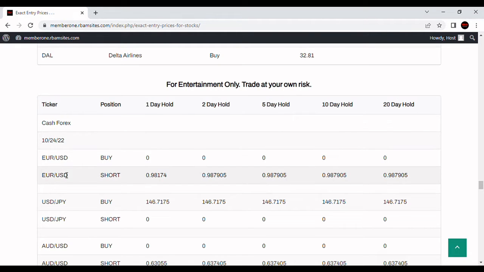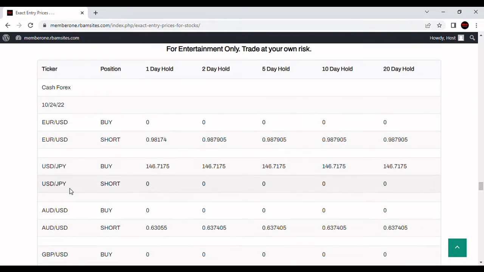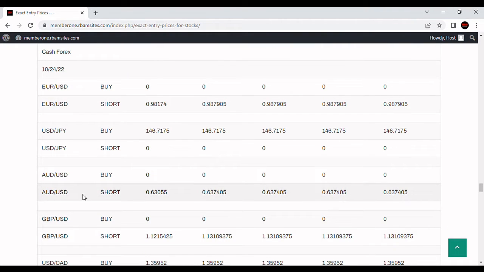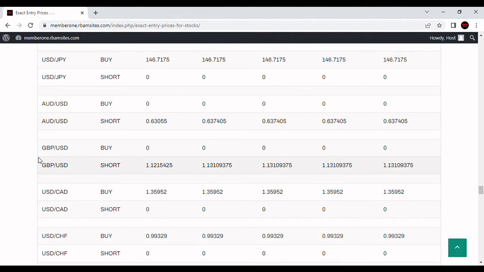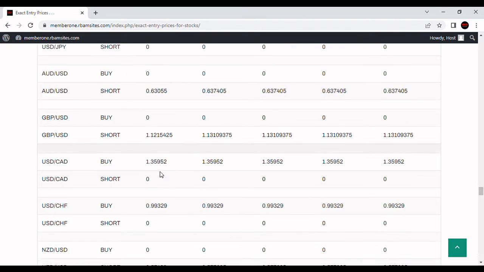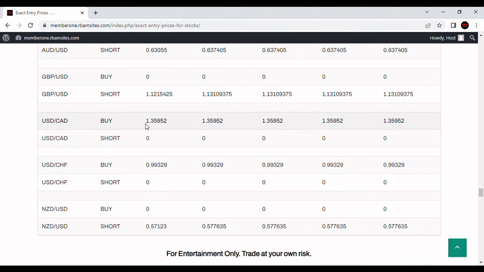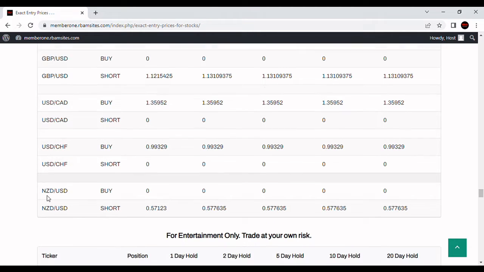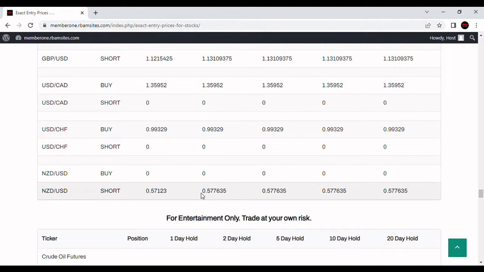You can see for Monday the 24th, we've got some short positions across the board here for the EUR USD. That's a euro versus a dollar. For the dollar versus the Japanese yen, we've got some buy positions across here for you. And for the Aussie dollar versus the United States dollar, we've got shorts. The Great Britain pound, GBP USD, we've got shorts. For the dollar versus the Canadian dollar, we've got some more buys, and the dollar versus the Swiss franc buys. And for the New Zealand dollar against the dollar, we've got some shorts.